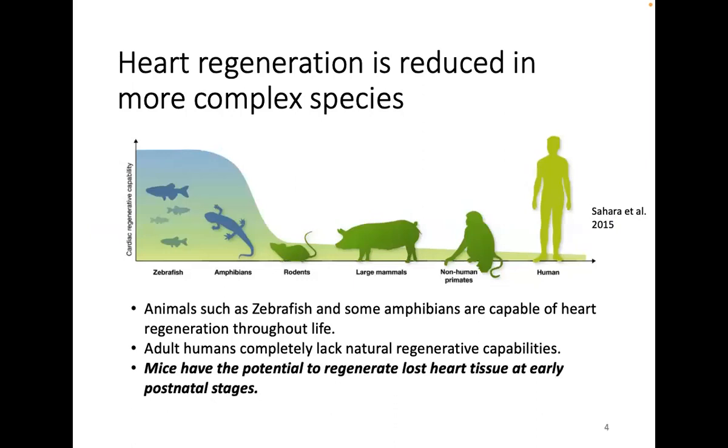However, there are some species such as mice and other mammals that have the potential to regenerate lost heart tissue at early postnatal stages. However, as they mature and develop, that ability to naturally regenerate the tissue will fade. What this does is it helps us study processes that control heart regeneration when it's naturally occurring and identify whether or not these processes could be stimulated to reactivate heart regeneration during time periods where that regeneration does not naturally occur.